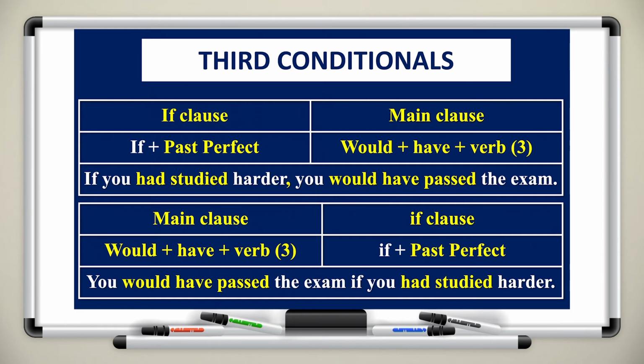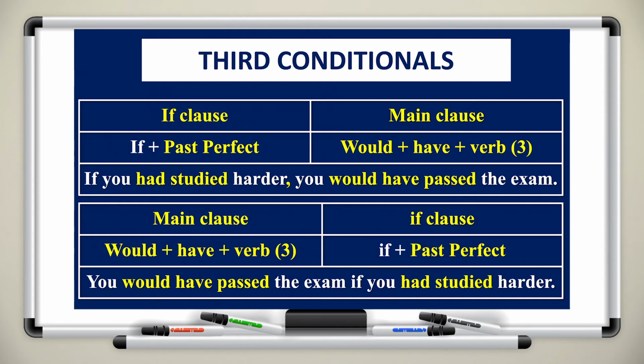If you had studied harder, you would have passed the exam. If you had studied, notice here had is the helping verb. If you had studied, you would have passed. Again, we can also start with the main clause and then the if clause, and we can say you would have passed if you had studied harder. And that brings us to the end of the third conditional.